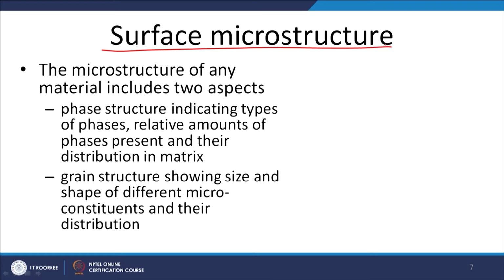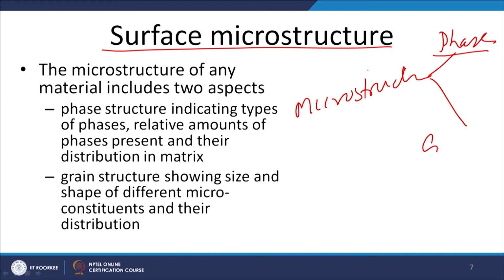The third important property is the surface microstructure, which significantly affects the wear and friction behavior of the material. So, what are the things which fall in this category? The microstructure of the material basically comprises two aspects. One is the phase, another is the grain. The phase means the constituents which are present.